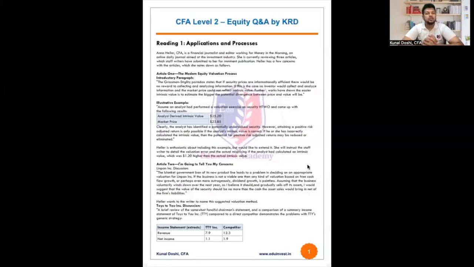Hi. So here we are doing the vignettes of equity. Out of the 6 readings that we have, I've summarized some of those readings and chosen some of the vignettes. Now, of course, these are not the same as what you have in your Schweser book. These are a bit different, okay? Because there's no point of repeating the same that you have in your Schweser book.